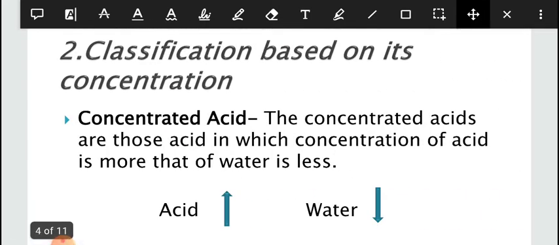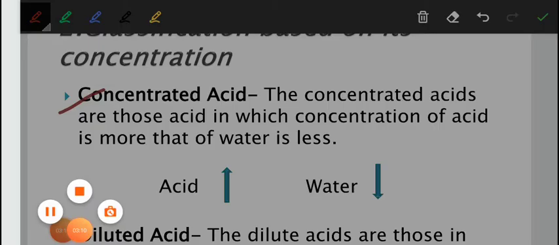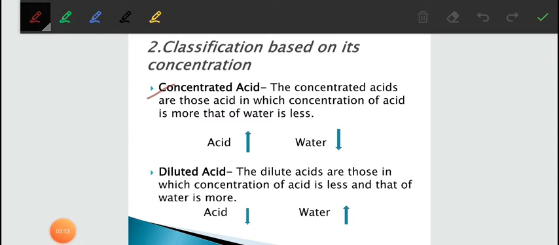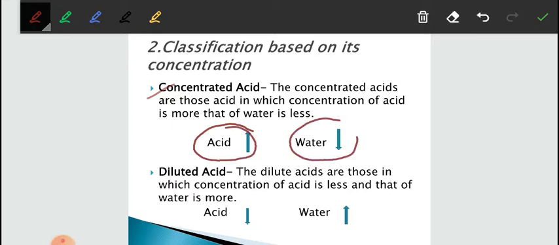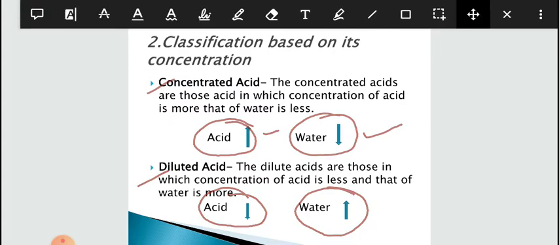Next one, I am going to talk about the classification on the basis of concentration. First one are concentrated acids. Concentrated acids are those in which the concentration of acid is more and that of water is less. Diluted acids are those in which the concentration of acid is less and that of water is more. That will be known as your diluted acid.